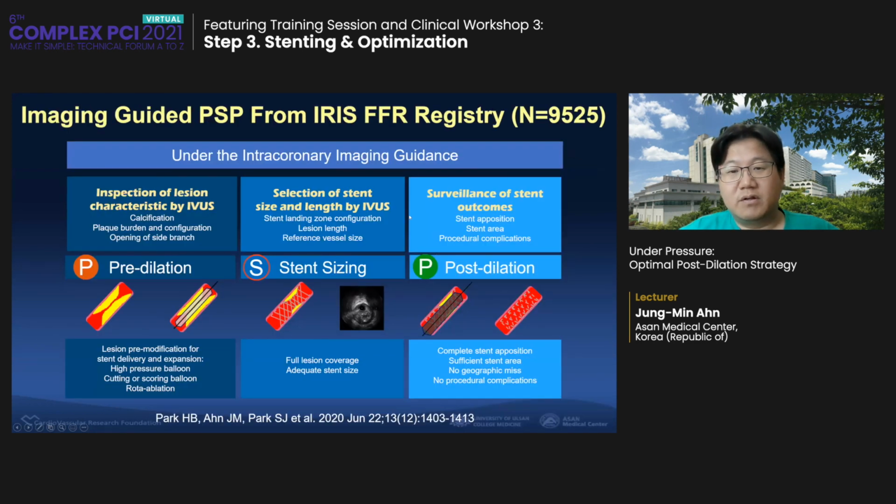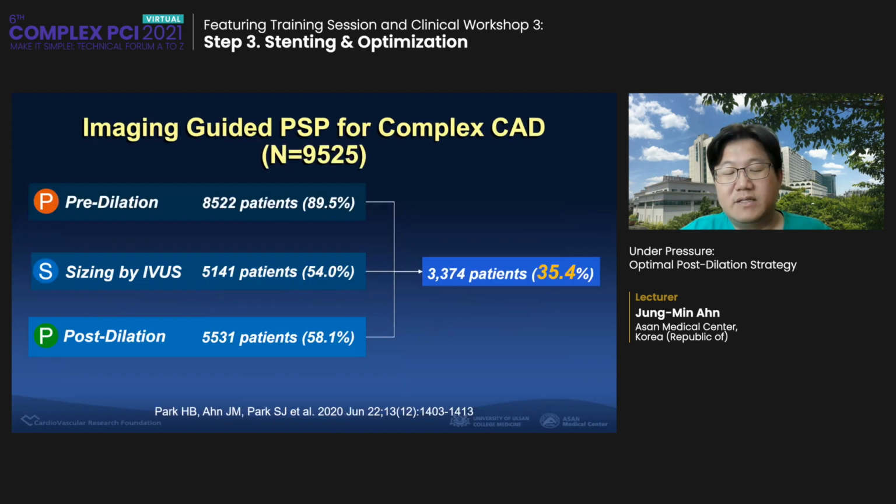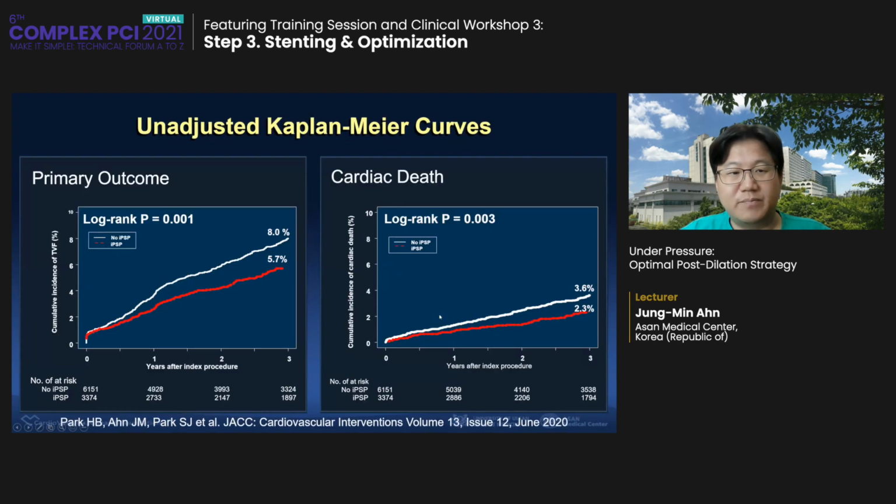So we performed a similar analysis in our DES registry, the IDSF registry. The patient number is 9,000 patients. All patients have complex coronary anatomy: long lesion, bifurcation, left main, calcified lesion, in-stent restenosis. Pre-dilatation was performed in 90%, sizing by IVUS in 54%, post-dilatation in 58%. All three components were achieved in only one-third of patients. This patient group was defined as the IPSP population.